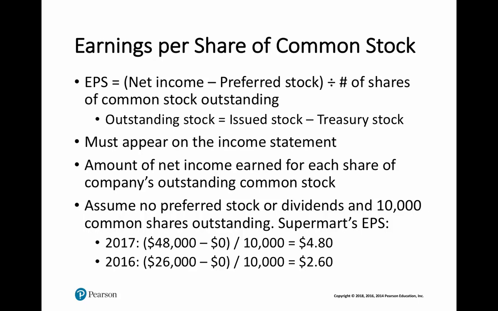So this must appear on the income statement for publicly traded companies. It's the amount of net income earned for each share of the company's outstanding common stock. So we're going to assume no preferred stock or dividends and 10,000 shares outstanding. For this one, we had $48,000 of income for 2017, $26,000 of income for 2016, divided by the 10,000 shares for each year respectively. So for 17, every one shareholder gets $4.80 in earnings.